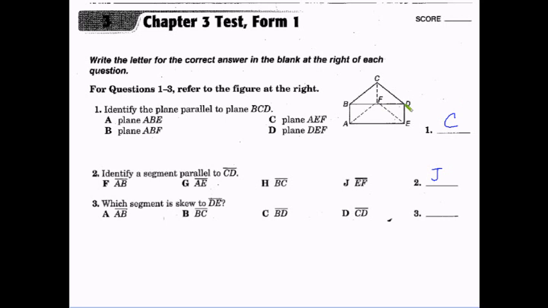For DE, we want to know which segment is skewed to DE. Now remember, DE, we're looking for not parallel and not intersecting. So our intersecting lines are here. Our parallel lines are here. So that leaves us these two lines, which are not parallel and not intersecting. So we have either BC or AF. BC is our only option, so we choose BC.